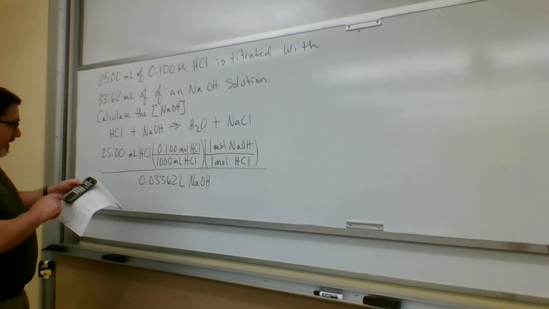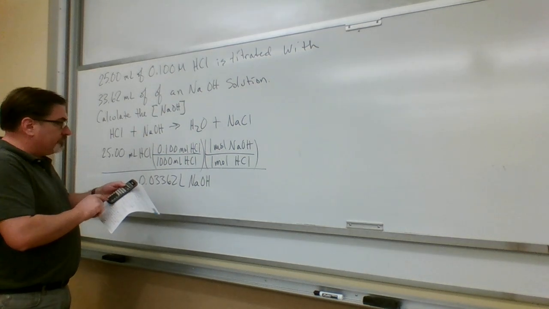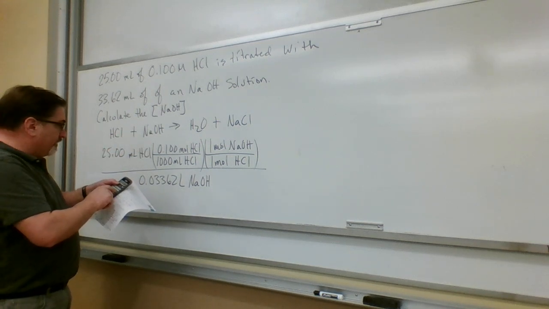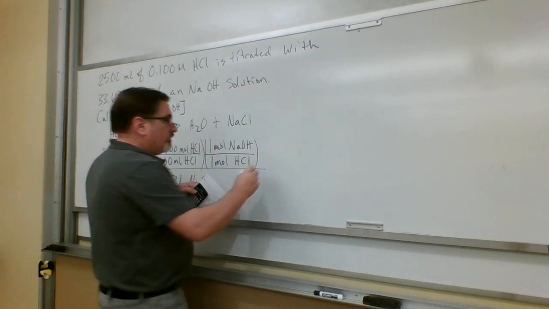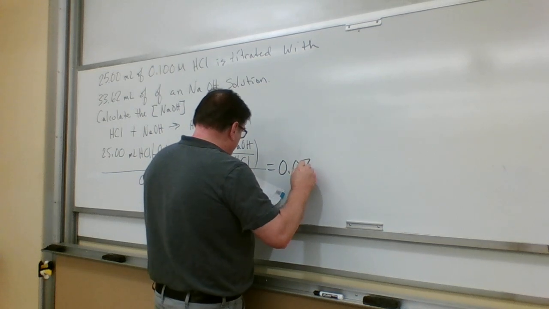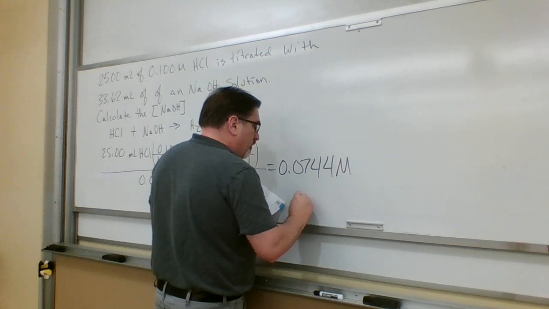So 25 times 0.1 divided by 1,000. 1 over 1 cancels, divided by 0.03362. I get 0.0744 molar NaOH.